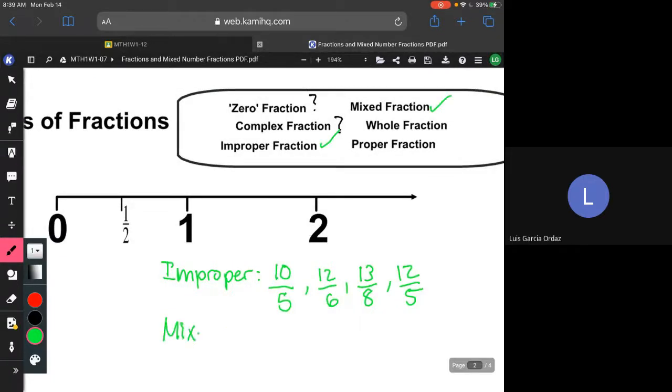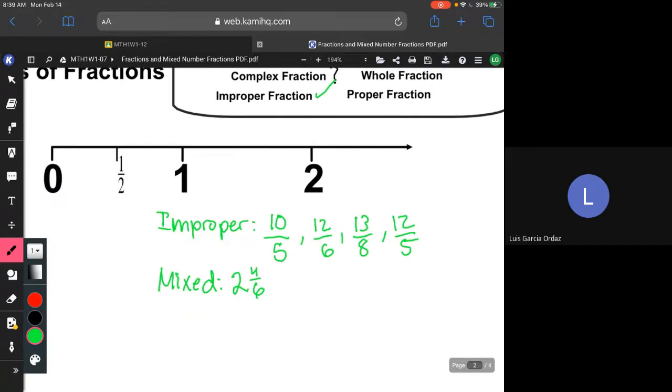So an example of a mixed fraction. Can someone give me an example, please? Just one person give me a singular example. Simon? 2 and 4 over 6. That's good.